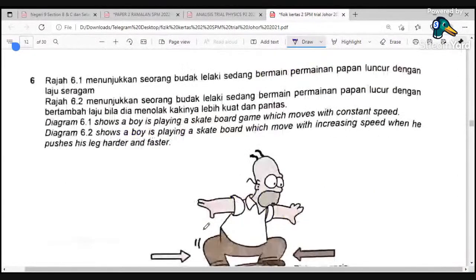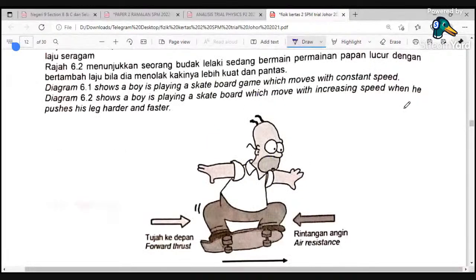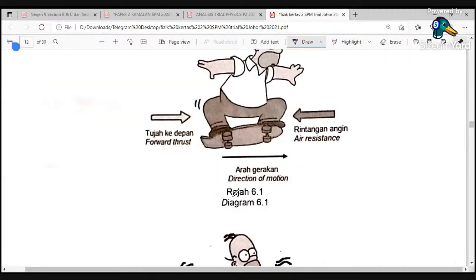Number 6. 6.1 shows 6.2 boy playing skateboard, increasing speed. Constant, increasing. When pushes his leg harder and faster. You can see there's a forward thrust, there is air resistance.